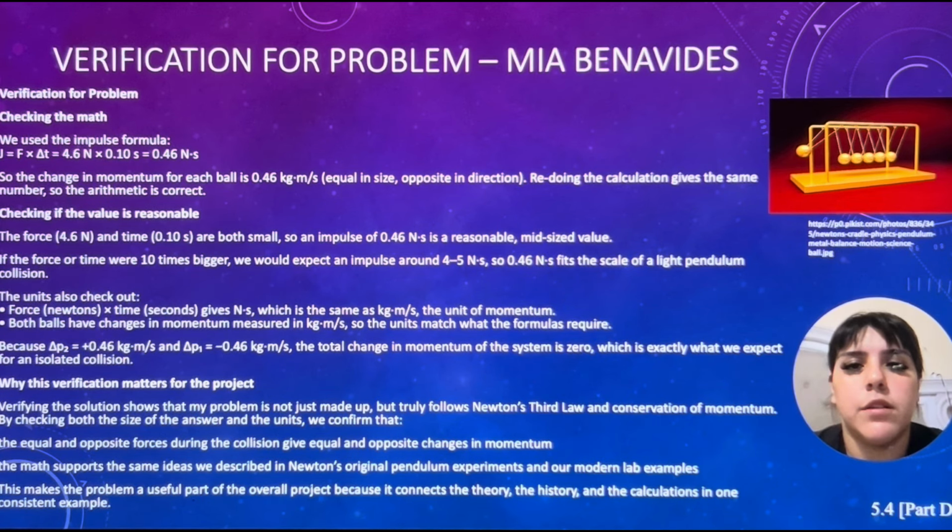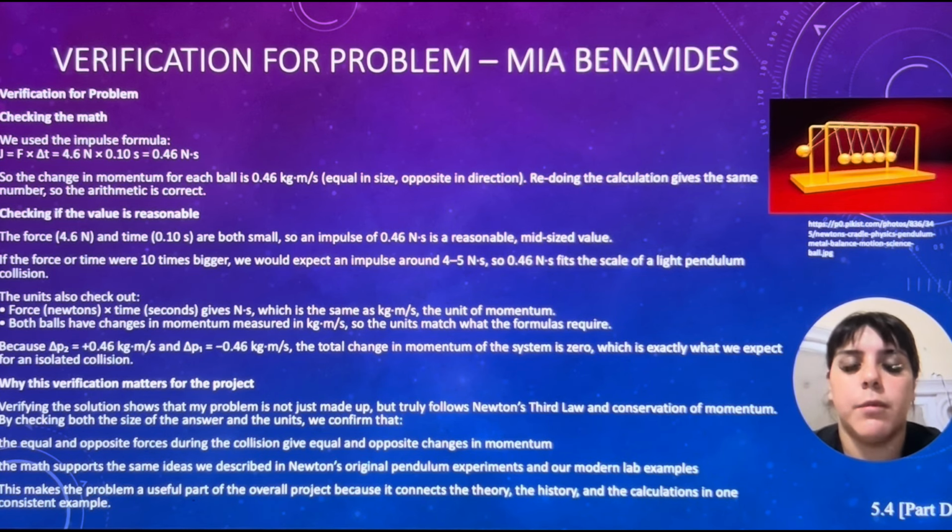The value also makes sense. The force and time are small, so an impulse of 0.46 newton seconds is reasonable for a light pendulum collision. If either number were much larger, the impulse would also be larger, so the scale fits. The units check out too. Newtons times seconds equals newton seconds, which is the same as kilogram meters per second, the unit for momentum.